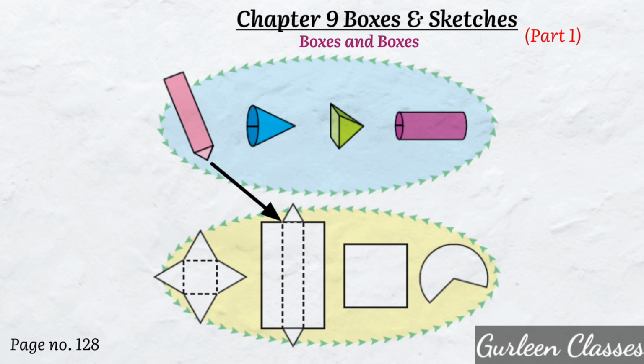Second, you can see a cone shape is drawn. So what is the sketch of this shape? So here I have matched. Third, you can see a prism shape is drawn. So what will be the sketch of this? So here it is. So the last shape is cylinder. So in which box will it fold? It will fold into this.